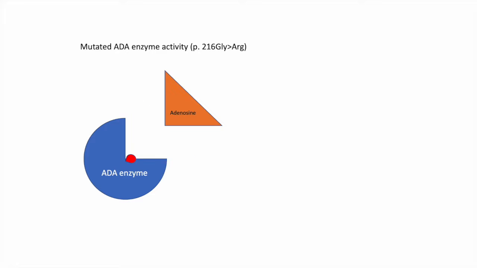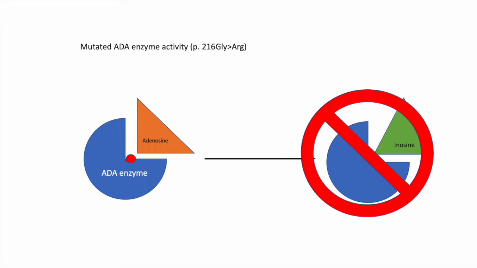And as you can see, adenosine will attempt to bind to the protein. And because of how near the amino acid mutation is to the active site, adenosine will not be able to bind properly to the ADA enzyme, and therefore the active site will be unable to function appropriately. The resulting change from adenosine into inosine does not occur, and therefore we have a toxic buildup of adenosine molecules within the cell, and this in the long run can actually lead to cell death.